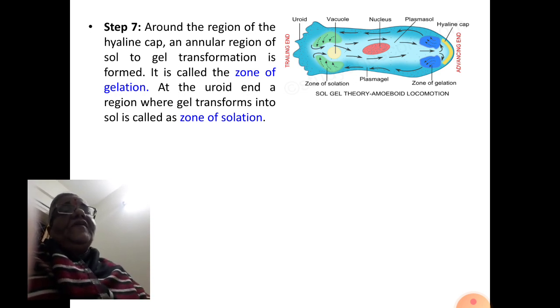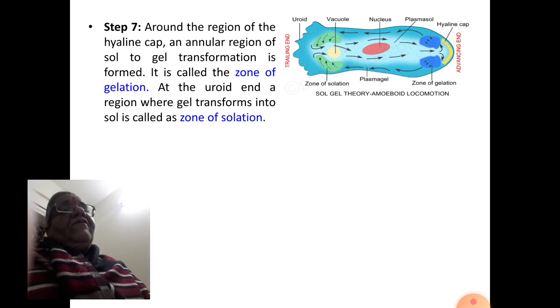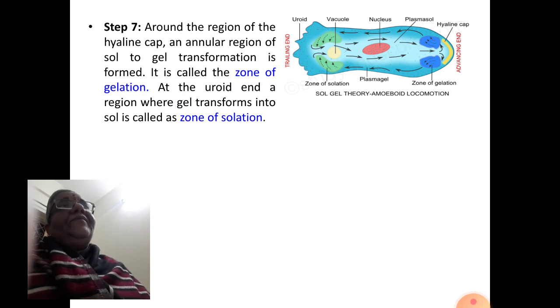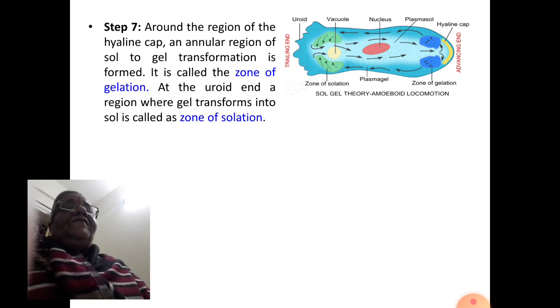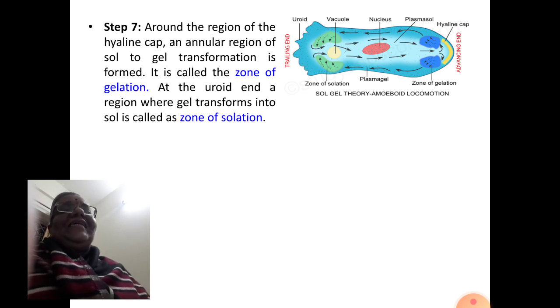Zone of solation. This is the region where the sol that had become gel and joined the ectoplasm in these green colored areas, here again absorbs water and transforms into sol. So you see the zone of solation, opposite to the zone of gelation.